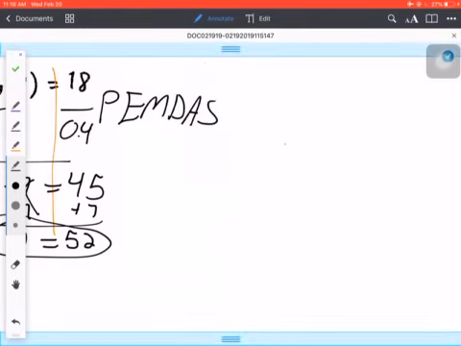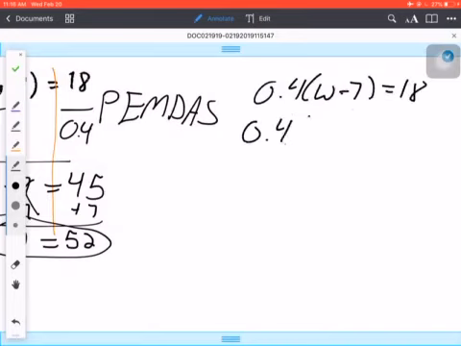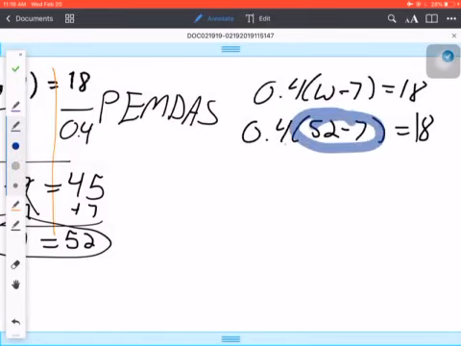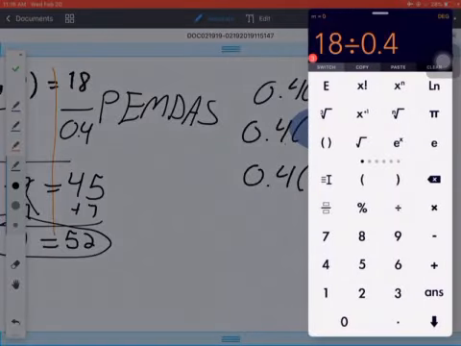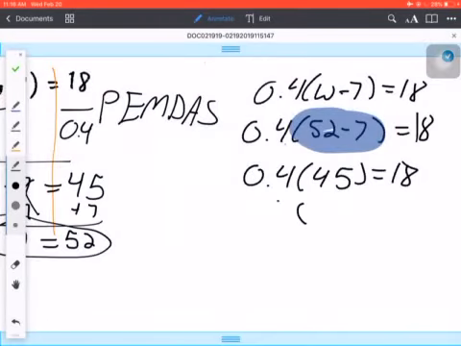So let's go ahead and check that. So 0.4 times (w minus 7) equals 18. Substitute 52 in for w. This gets done first because it's in the parentheses, so 52 minus 7 is 45. And if I use my calculator here, 45 times 0.4 gets me 18. And that makes me happy.